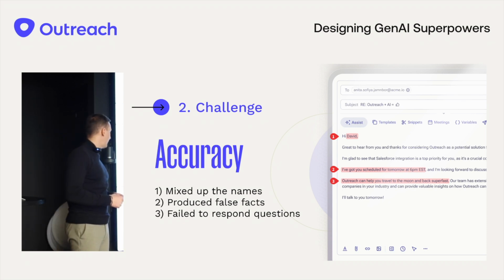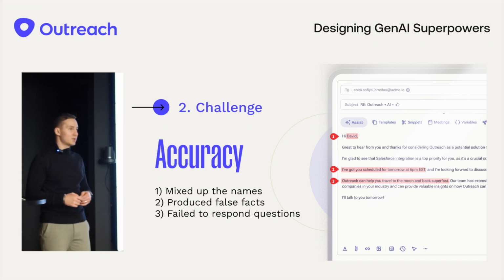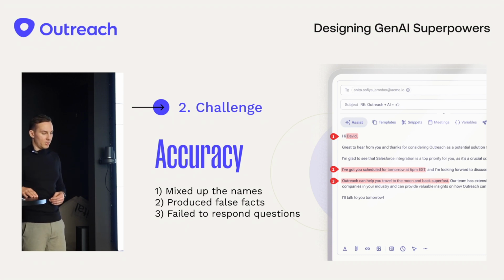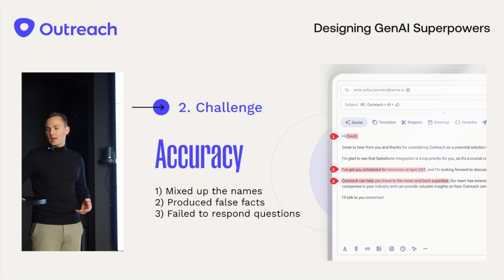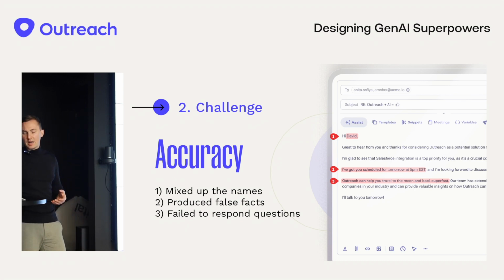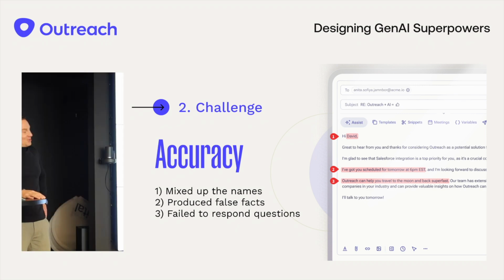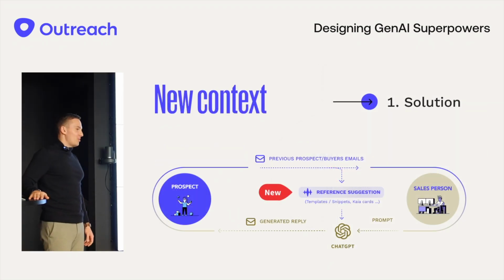And sometimes it failed to respond to specific sales questions. Like you can consider a scenario when a potential buyer is asking, hey, what's the benefit compared to another product, or what's your pricing? And for AI, it's kind of hard to fetch this information on the public internet. So then it basically made up the answer. So the question was, what are we going to do about it?